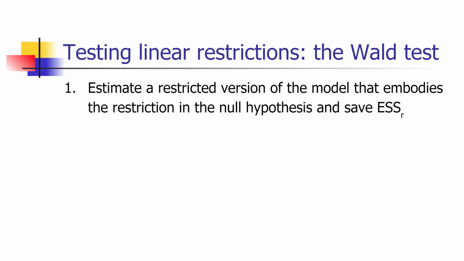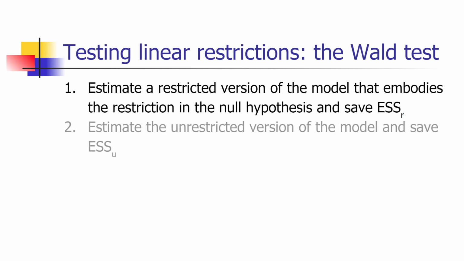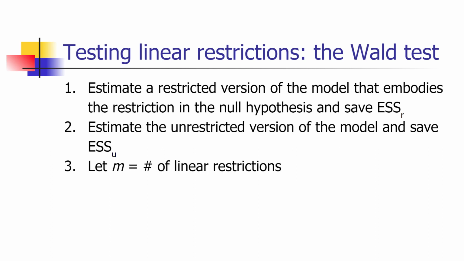The way we conduct a Wald test is we first estimate a restricted version of the model that takes into account the restriction in the null hypothesis, and we save the error sum of squares from that restricted version of the model. We also estimate the unrestricted version of the model, and we save the error sum of squares in the unrestricted version of the model. We define M as the number of linear restrictions. That's the number of linear constraints that are imposed on the parameter estimates. In general, this is going to be equal to the number of equality signs in the null hypothesis.